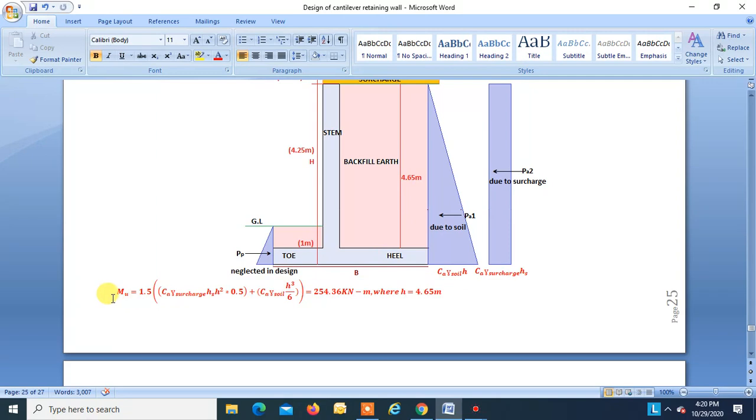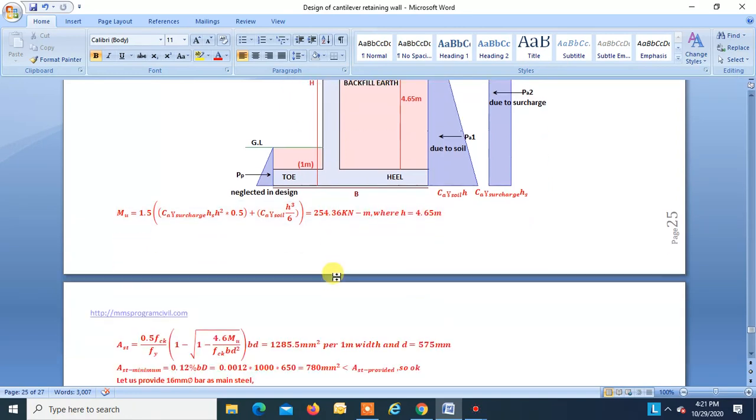So we get the vectored moment as 254.36 kilonewton meter. Okay, so this is how we find the bending moment. This is a section, right? This is the bending moment which this stem will have to resist.